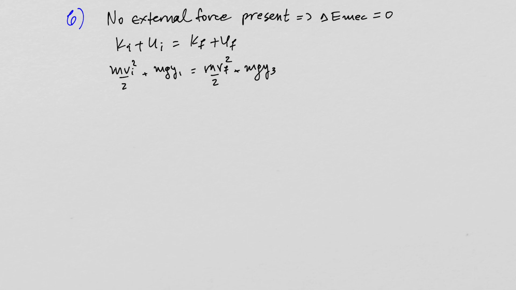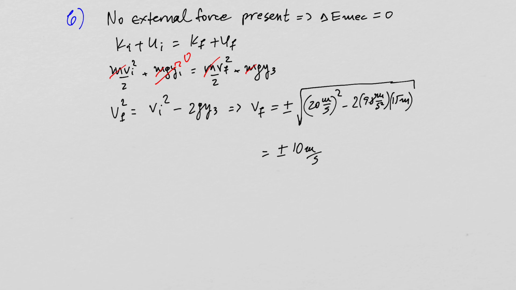Explicitly written in terms of kinetic and potential energies, that is m v initial squared over 2 plus m g y1. And this potential energy term is zero because y1 is my zero reference level. This is equal to m v final squared over 2 plus m g y3, and y3 is 15 meters. So now I'm going to also cancel out the masses and rearrange the terms to solve for v final.